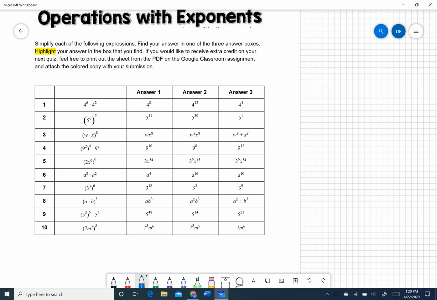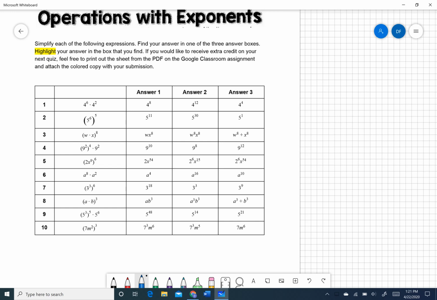So let's go ahead and get started. What we need to do, we're asked to simplify each of the following expressions. Find your answer in one of the 3 answer boxes. We're going to highlight your answer in the box that you find. There is the option for extra credit, or there was the option for extra credit for when you submitted, and that's explained in the rest of the directions.